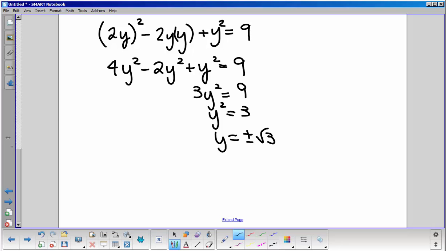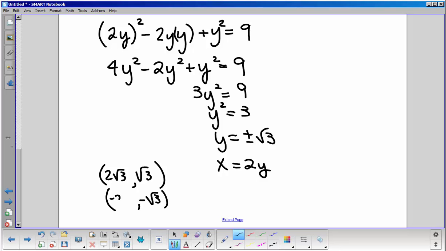So now we have to find the points. Well, if I know that x equals 2y, when y is root 3, x is 2 root 3, right? And when y is negative root 3, x is negative 2 root 3. Right here are the points where the lines are vertical.